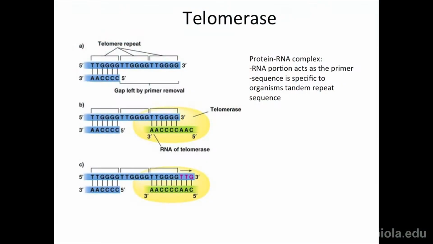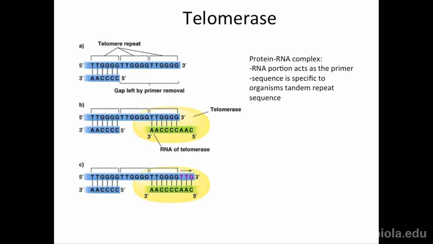All right, we left off on replication, and the one thing we didn't get to was how the ends get replicated. I alluded to this before when we were talking about the structure of chromosomes, but we need to talk about the telomeres and how the telomeres get reproduced. So here's the slide of the telomeric ends.